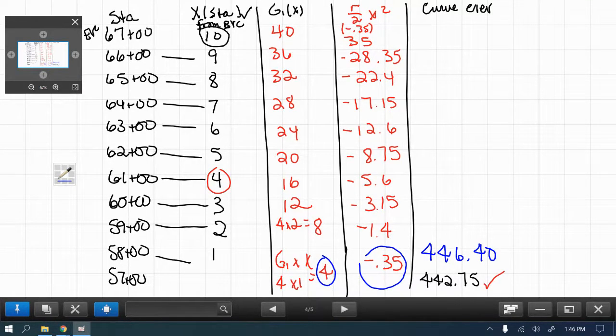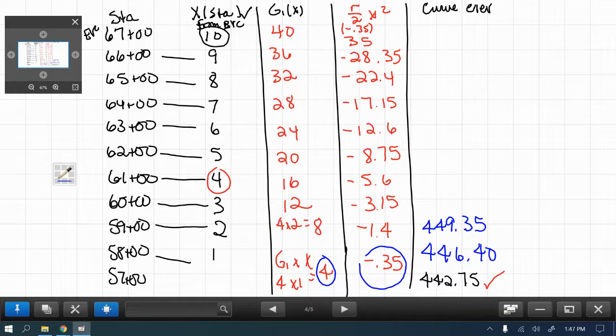That's what I get. And that would be correct. So for 59, it's going to be 442.75 plus 8 and plus a negative 1.4. And I get 449.35.